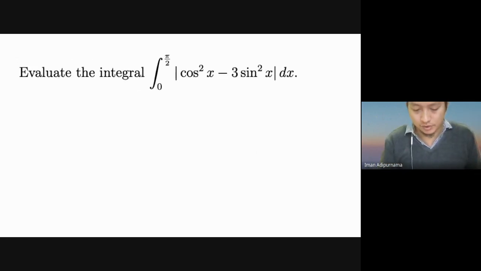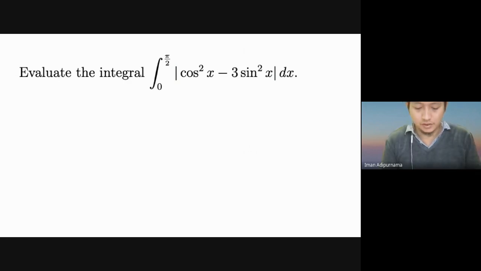Okay, so the first question for this problem is, we need to know what this means, right? It means that either cos or sine, at certain points, they can be above, the cos is above or the sine is above, in the top.